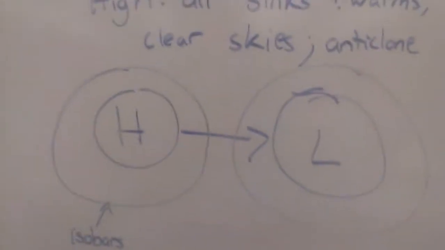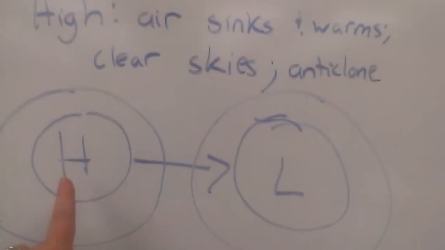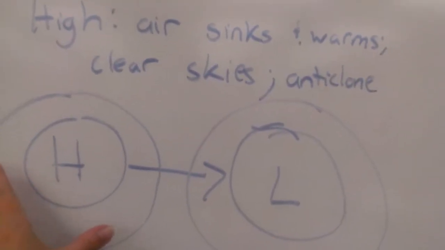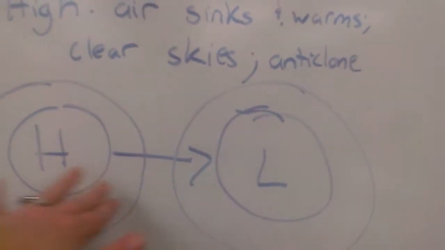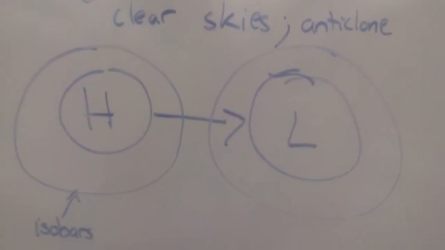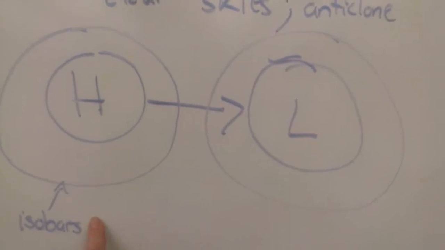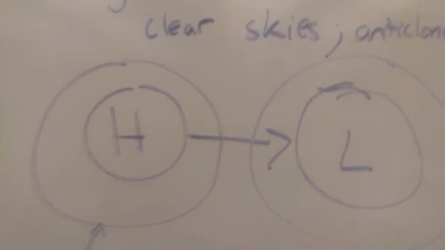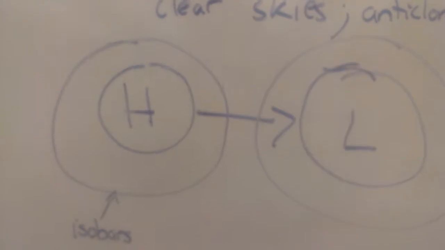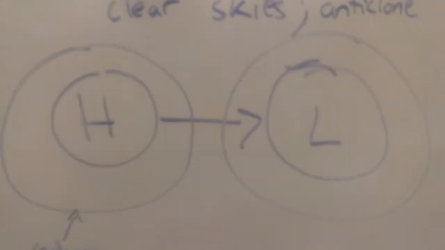Now, with pressure, it moves from high pressure to low pressure. So if you have two pressure systems near each other, the pressure from the high pressure system will move towards the low pressure to try to equal out. Those lines around a high pressure system are known as isobars. They connect points of equal pressure. So just remember, isobars are like pressure, like a barometer measures pressure.